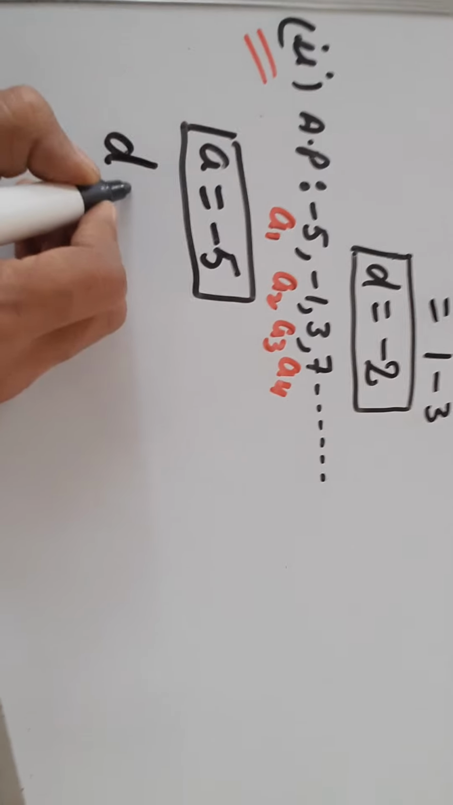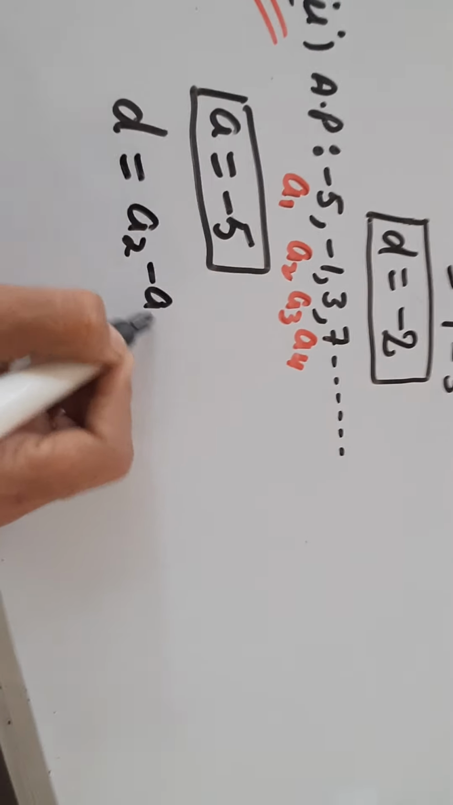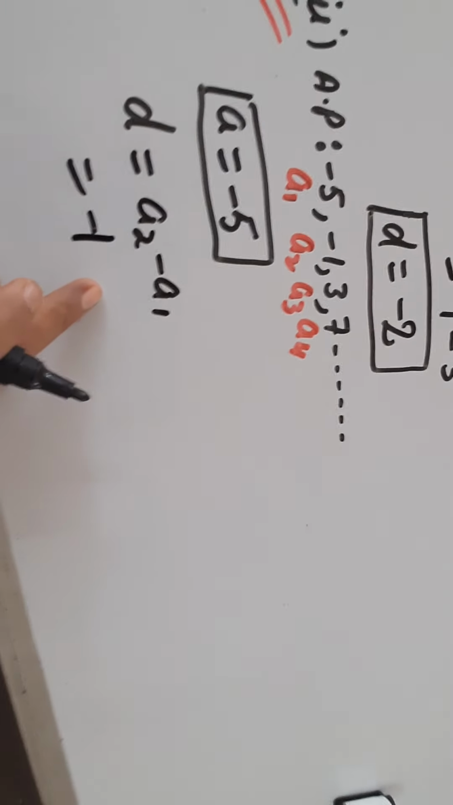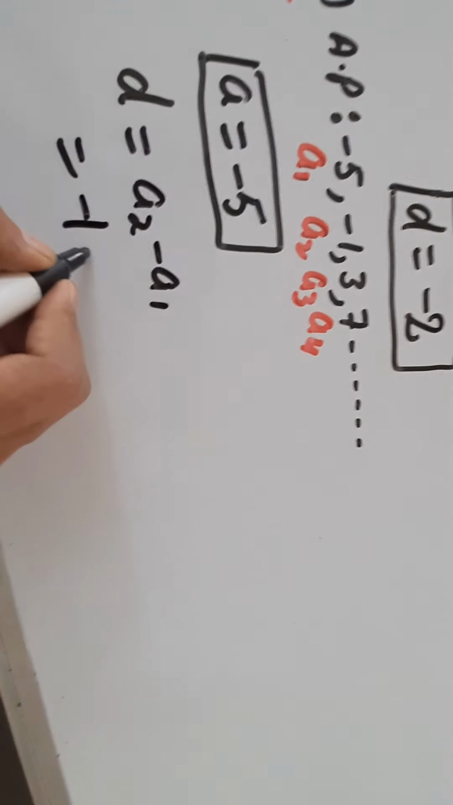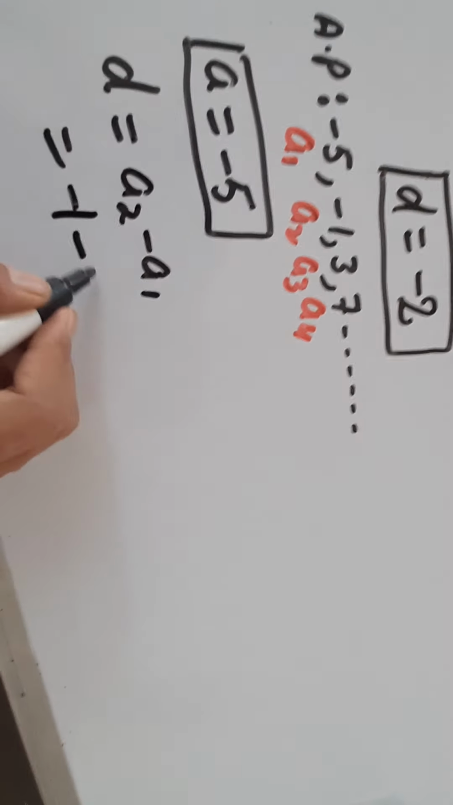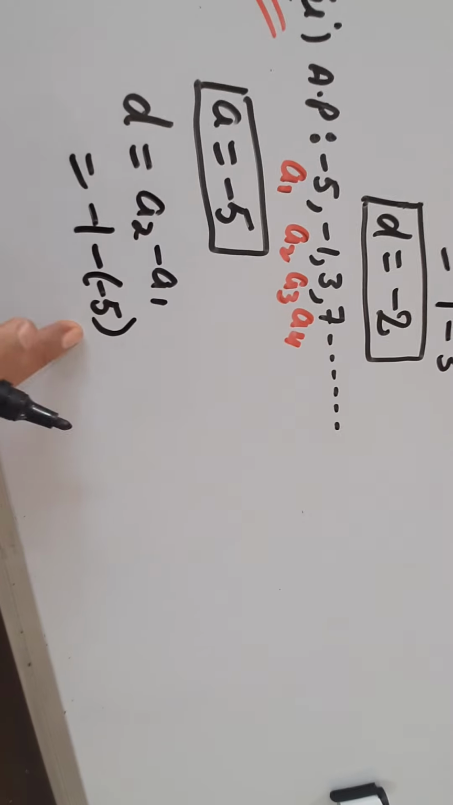Then common difference D. D, the formula is A2 minus A1. So what is A2? It is minus 1. Be very careful now. A2 is minus 1. Then a minus from the formula. And then what is A1? Minus 5. Again minus is there. So be very particular about this, okay?